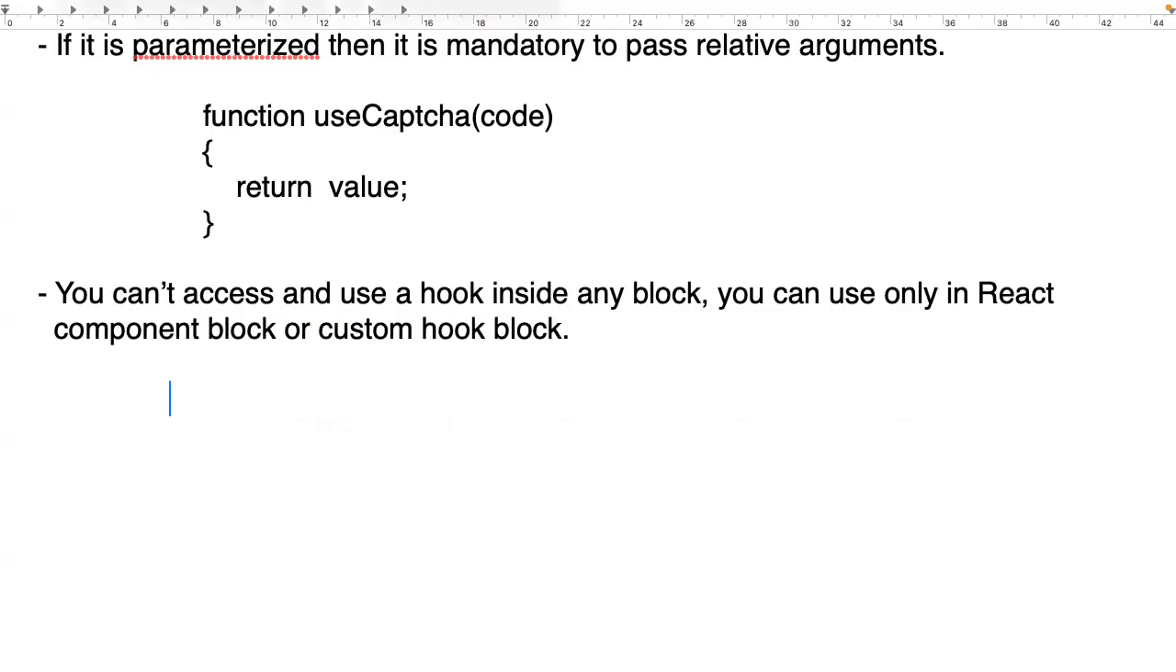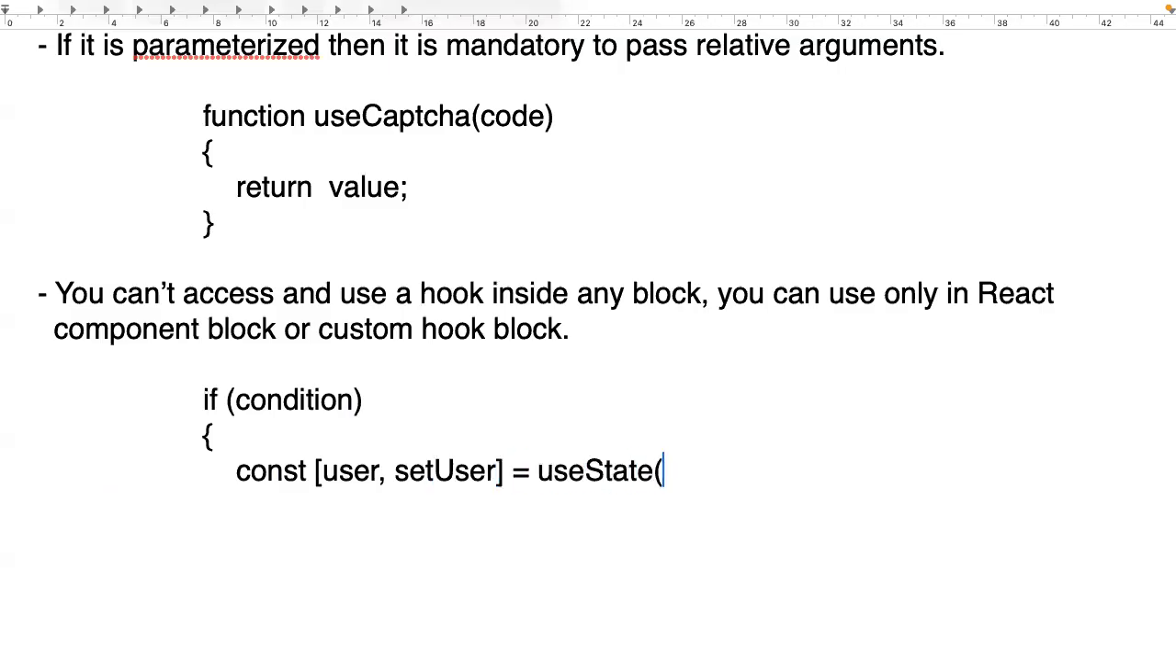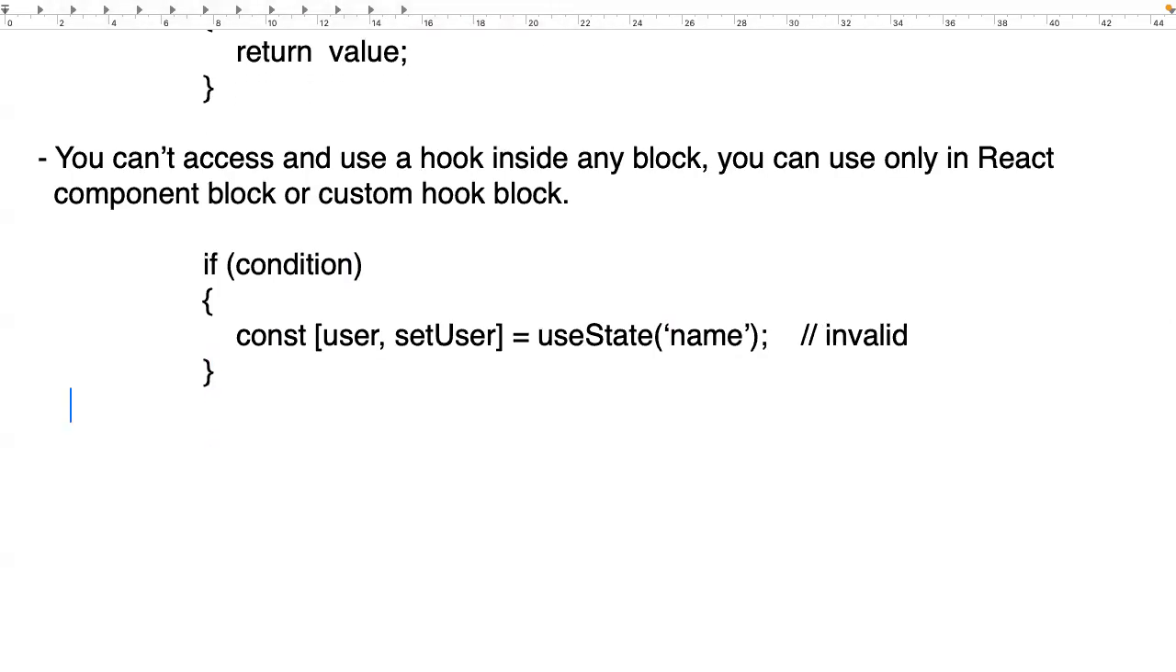That means, for example, we have an if condition. If the condition is matching, we have a constant user, setUser, equal to useState, some name you defined. This is invalid. You cannot configure or access any hook inside any block: if conditions, while loops, for loops, maps, anywhere you cannot access.